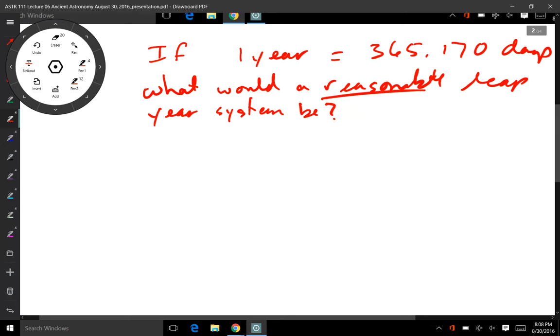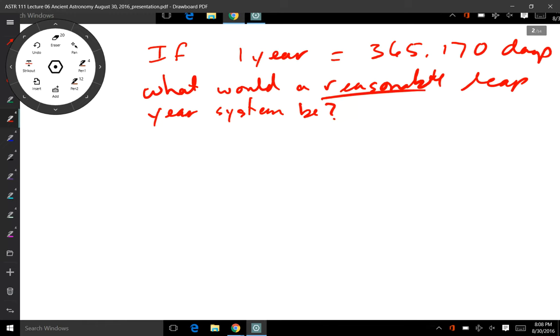Has anybody actually worked out a system? I just say we have 0.17 of a day. Well, what we want to do though is have integer days. So every X number of years, we add a day, and every Y number of years, we take away a day.